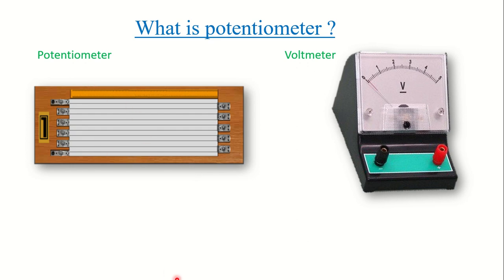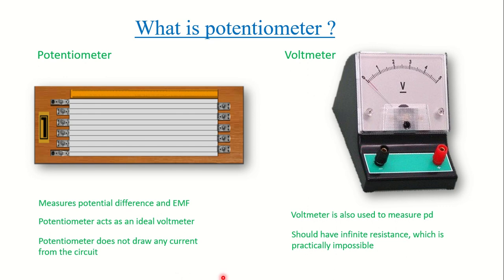Now, a potentiometer is used for measuring the potential difference as well as to measure the EMF. When you are using a voltmeter for measuring the potential difference, it will be drawing a certain amount of current from the circuit. In order to avoid this drawing of current from the circuit, a voltmeter must have an infinite resistance. Practically it is impossible to have an infinite resistance for a voltmeter.